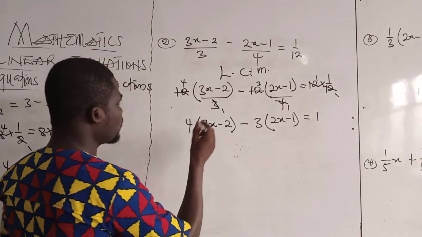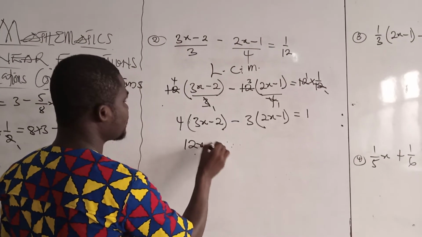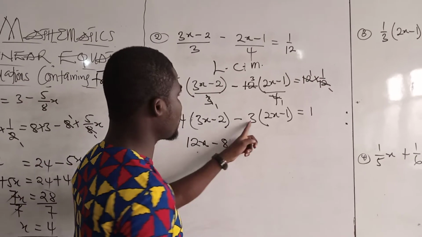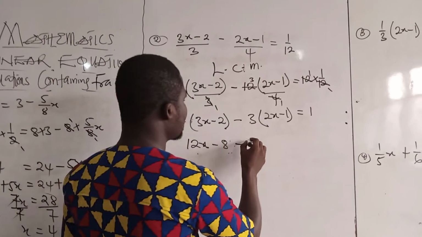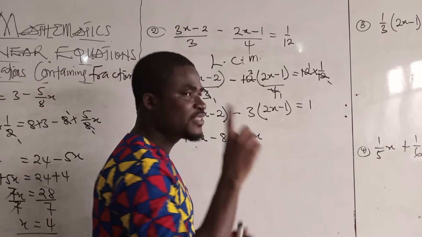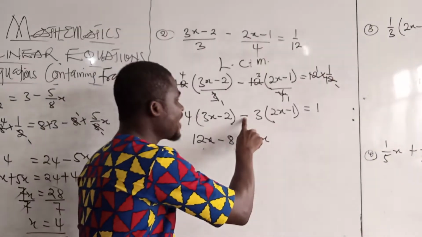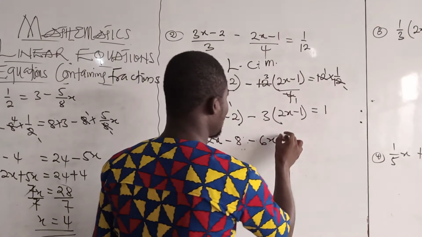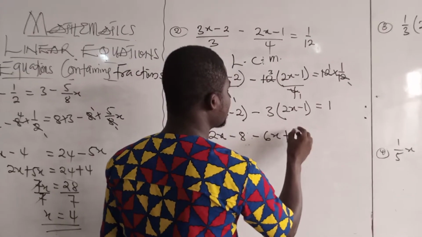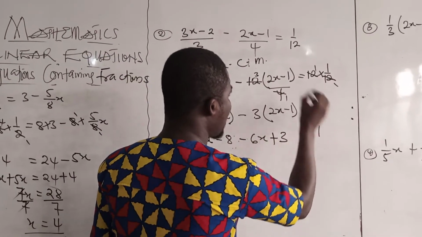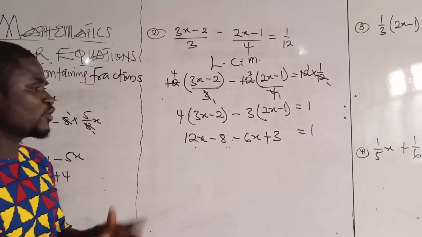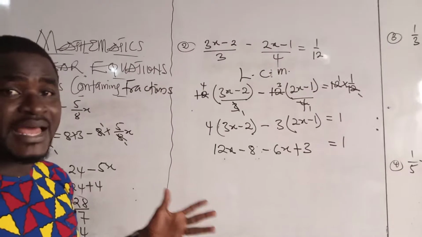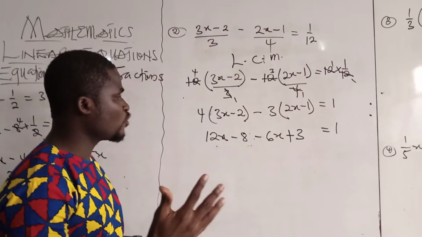4 times 3x will give us 12x. 4 times negative 2 will give us negative 8. Minus 3 times 2x will give us 6x. Take note here. Negative times negative will give us positive. So plus 3 times 1, 3 equals 1. We are going to group like terms. Okay, we're going to group like terms.